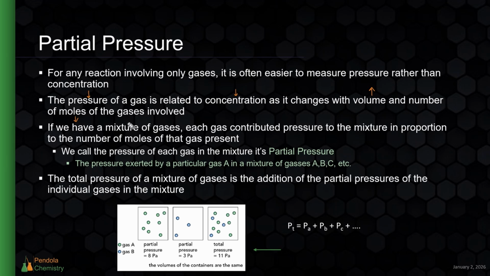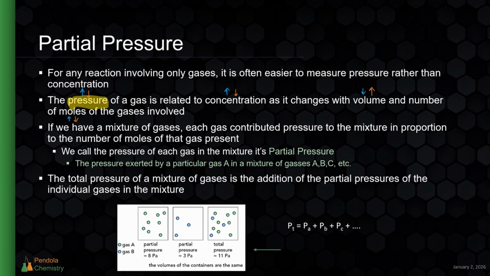Like I said earlier, the only way to increase pressure is to either increase the number of moles of a gas in a container or decrease the volume of the container, which will also inadvertently increase the concentration. So we can use pressure instead of using concentration when it comes to gases because it's a much easier thing to measure when it comes to a reaction where it's all gases.